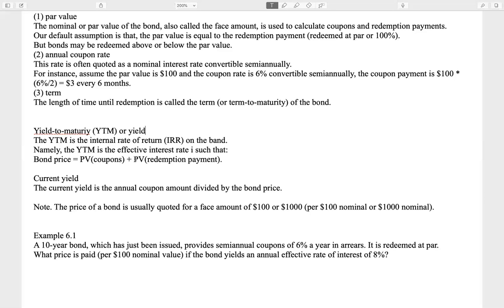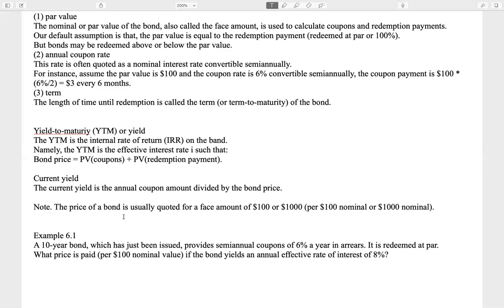This is not always a good choice because there can be other yields. And here I give you another example. Current yield. The current yield is the annual coupon amount divided by the bond price. So this is obviously different from the yield to maturity, but this is not often quoted, right? So it's not that important. So if you see yield, you can assume it is the yield to maturity.